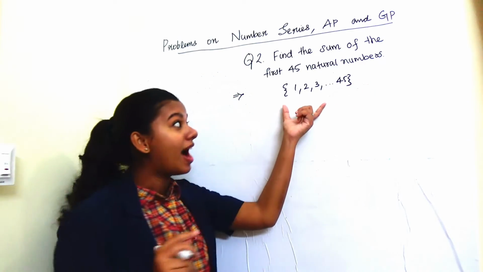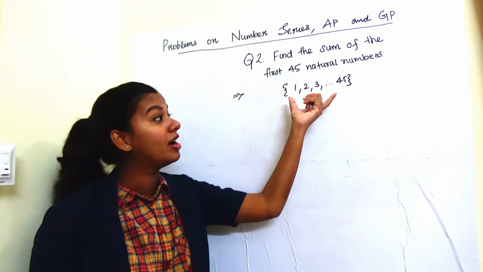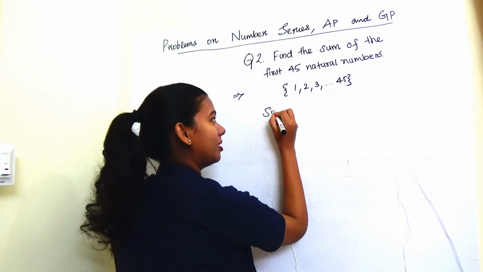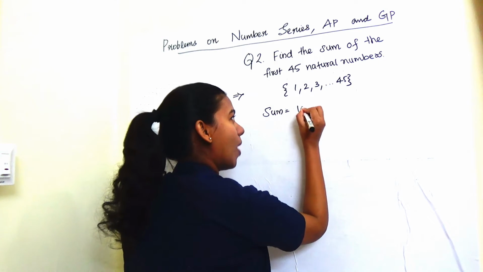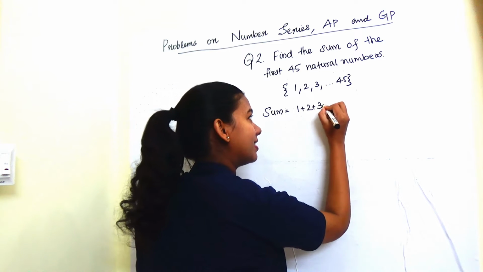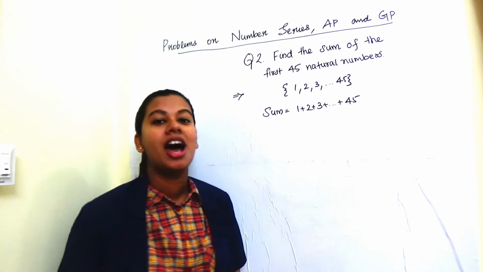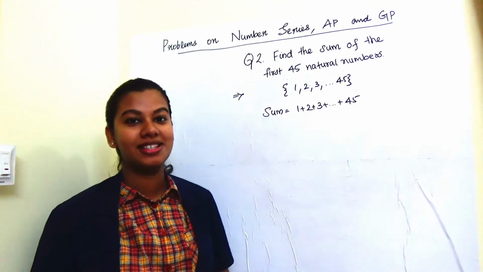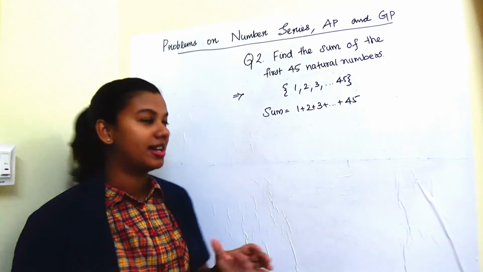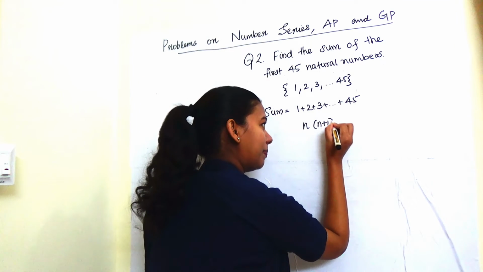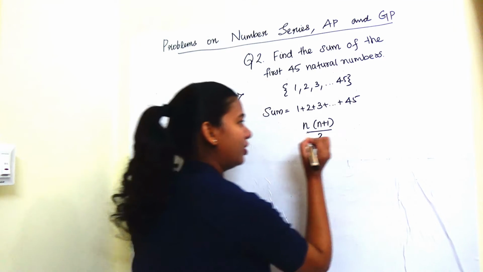Okay, now I have to find the sum of these. The sum will be 1 plus 2 plus 3 plus etc. plus 45. I already discussed our number series. The sum of n natural numbers will be n into n plus 1 divided by 2.